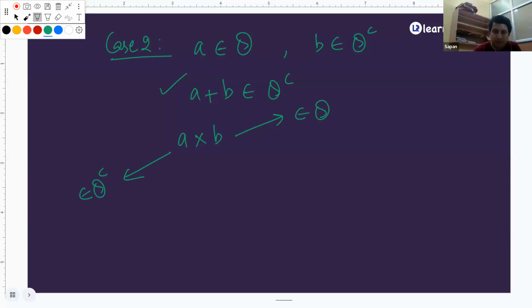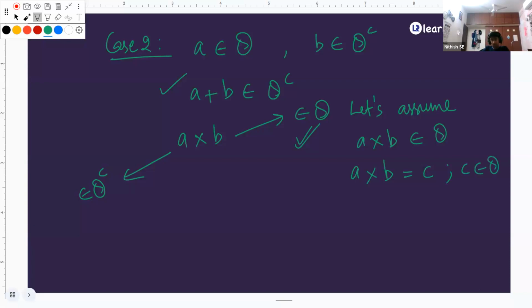So what we do, we explore this possibility. Let's assume A cross B is a rational number. So I can write A cross B as C, where C is a rational number. Transpose A, so B can be written as C by A, which is a rational number.